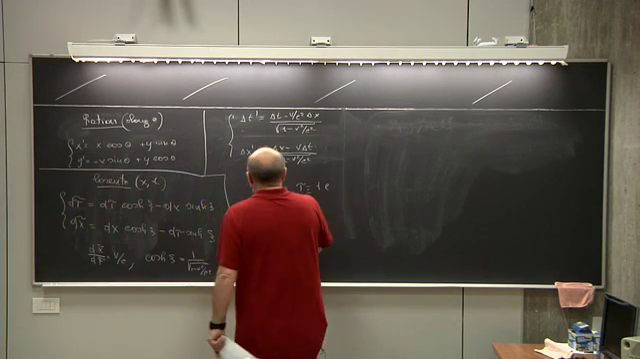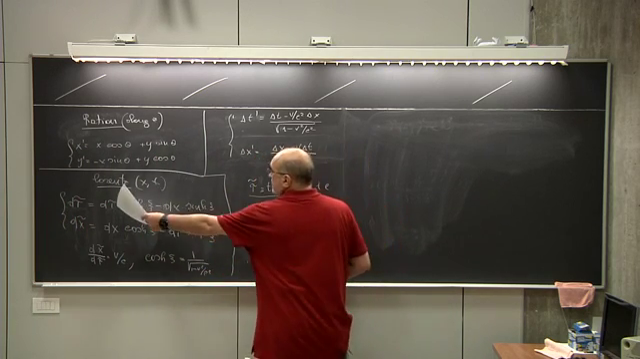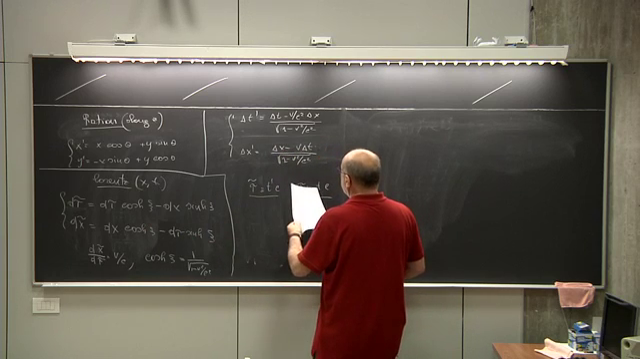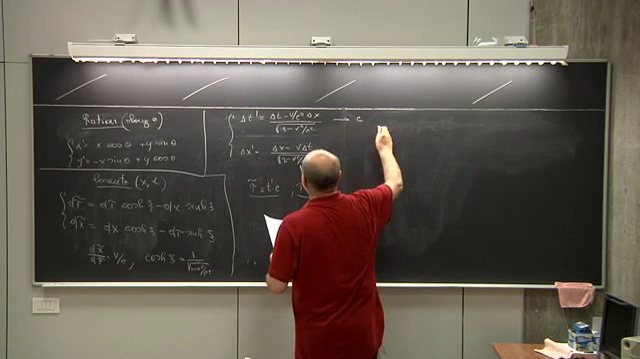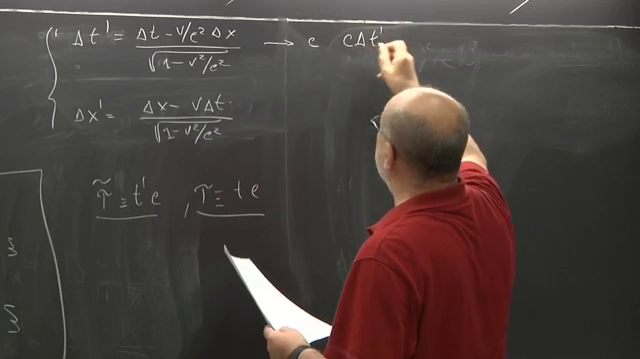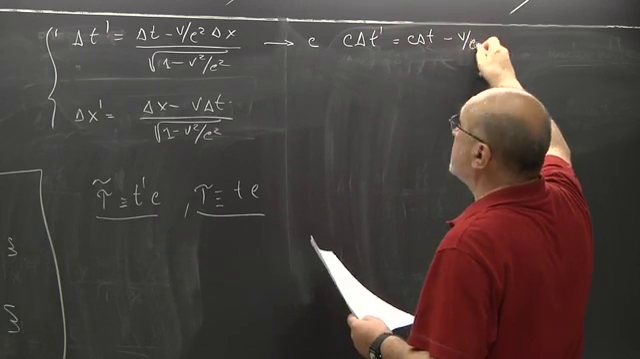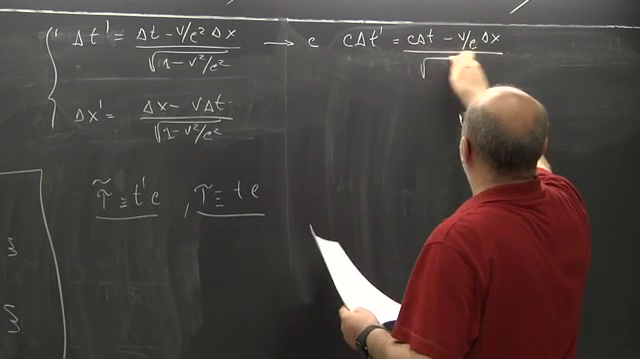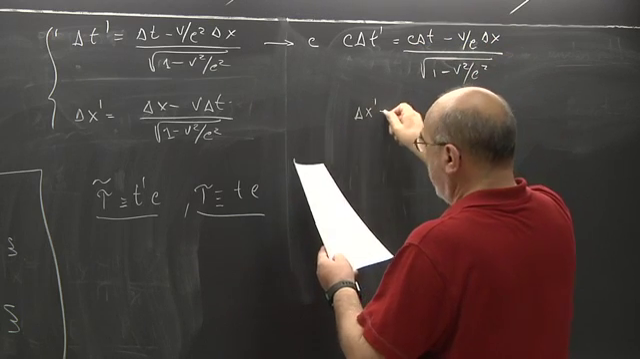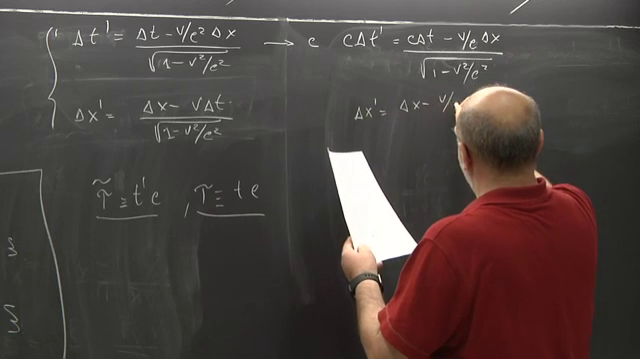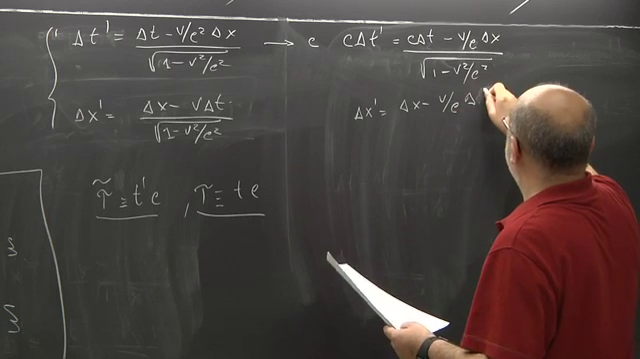In fact, it is easy to see that this tau tilde and tau are basically t prime c and t c. Let's multiply this quantity by c. We get delta t prime c equals (delta t c minus v/c delta x) over the square root of 1 minus v squared over c squared. Then we get delta x prime equals (delta x minus v/c delta tau) over the same factor.